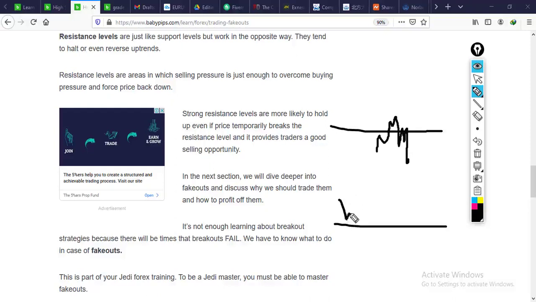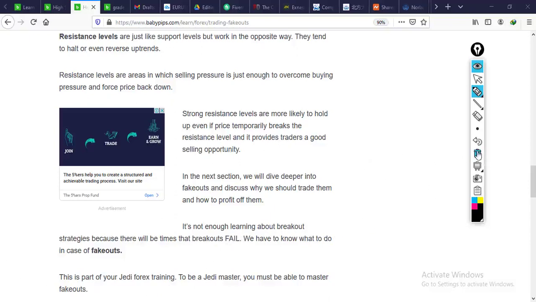The same way with support levels. A fake out will come, price will break, and you think, oh, it's time to sell. It broke, this level did not hold, and all of a sudden you see price coming back up, again breaking into it. It happens many times in the market.